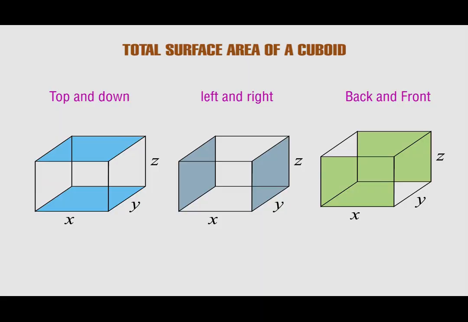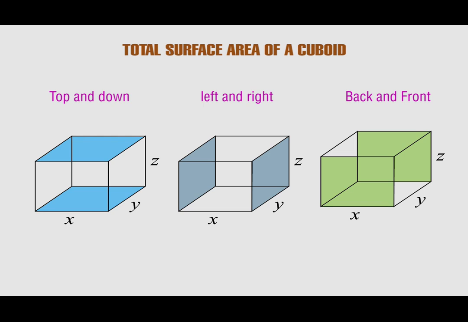Now we look at the total surface area of a cuboid. Here are 3 cuboids showing their 6 faces. The areas of opposite faces are equal. We have one cuboid showing the top and the down sides. Another one shows the left and the right sides. We have another one showing the front and the back sides.